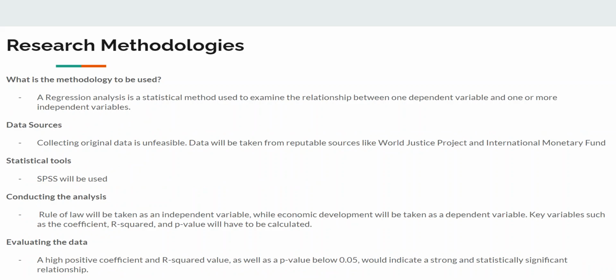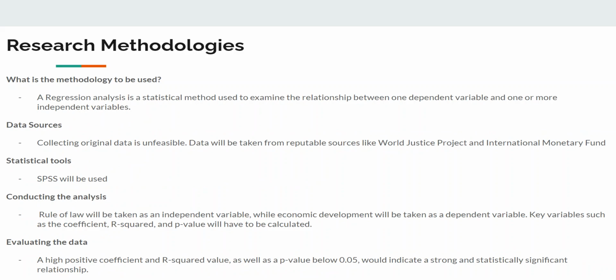Now, what will be the research methodology to be used? We will use a regression analysis, which examines the relationship between one dependent variable and one or more independent variables. As collecting original data on such a multifaceted topic is unfeasible, we will use data from reputable sources like the World Justice Project and International Monetary Fund. We will use the WJP index scores of South Asian countries and GDP PPP per capita. SPSS will be used for the statistical analysis.